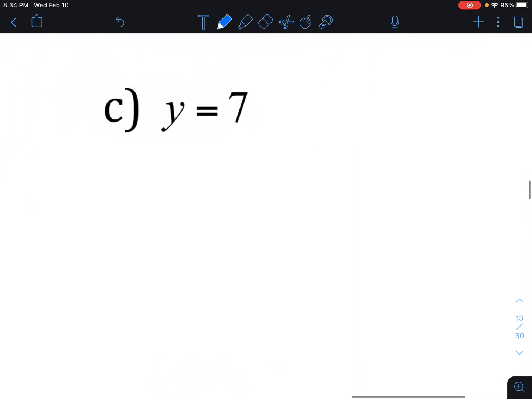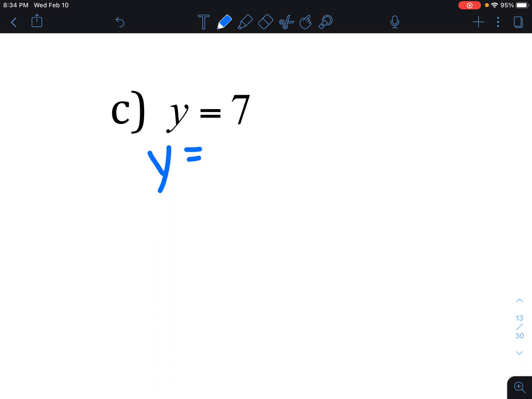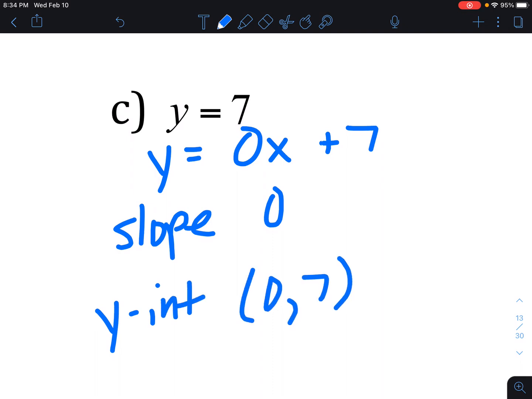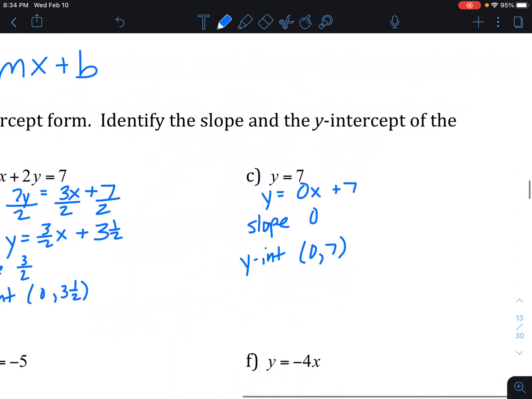Letter C. This guy's a little tricky here. There's no x, so it's like saying the slope is 0 because it's not there. So the slope is 0. The y-intercept is 7. I know that the 7 has to be the y-intercept. It cannot be the slope because the 7 does not have an x attached to it.